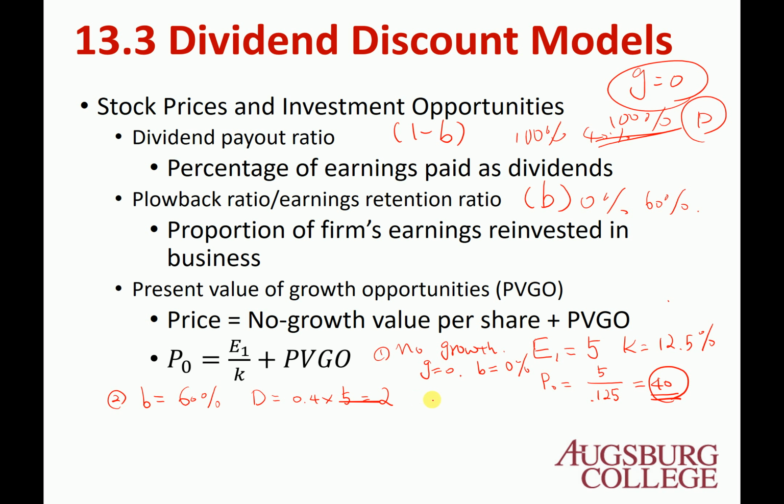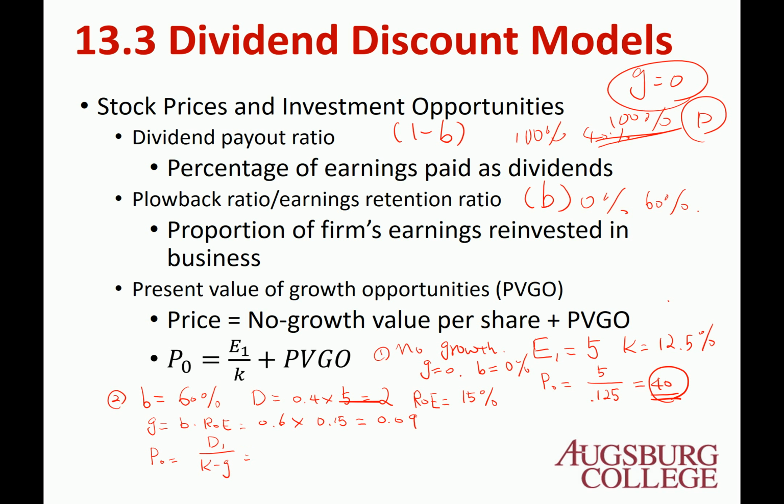And now let's say we invest the money in a project that generates 15% returns, ROE, return on equity. Then your growth rate will be B times ROE, which is 60% times 15%. So the growth rate will be 9%. So it grows 9%. Then your price will be dividend 1 divided by K minus G.